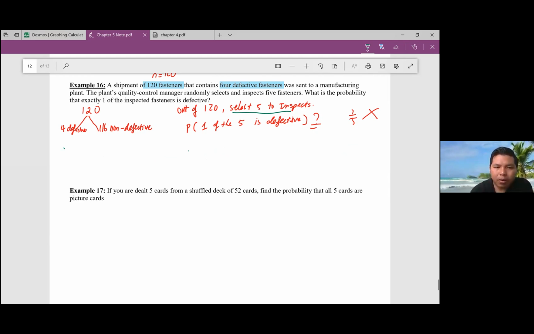So out of 120, we select 5. Therefore, we get 120 C5. You agree? Combination, right? We just randomly pick 5 out of 120, so we get 120 C5. That will be the outcome, so it will be in the denominator.